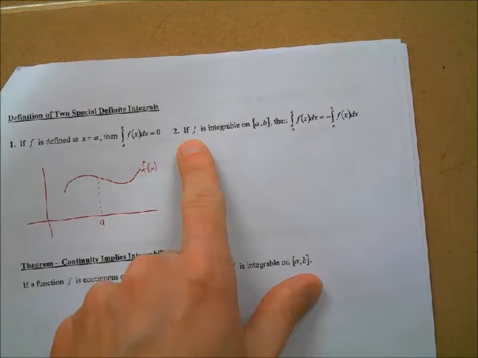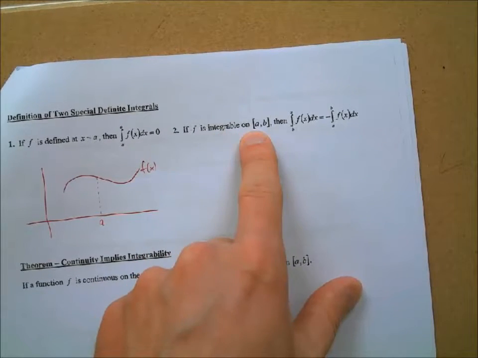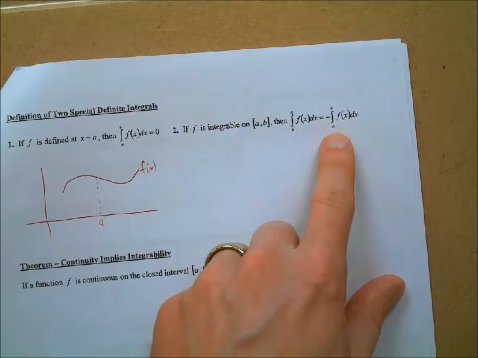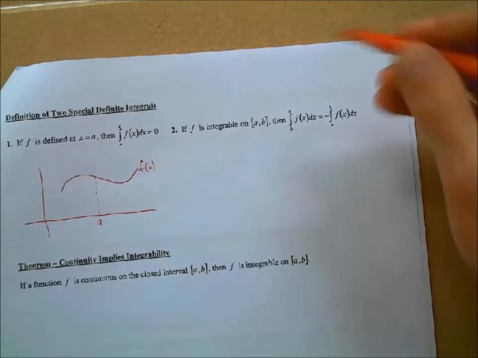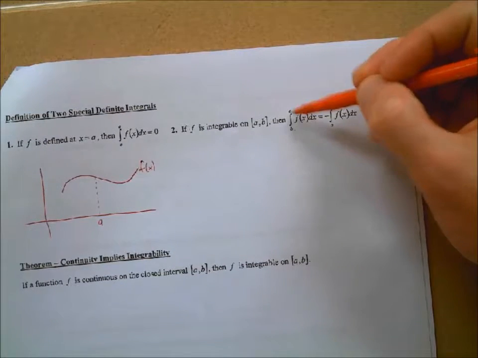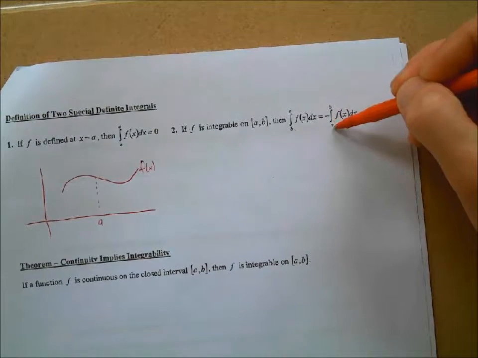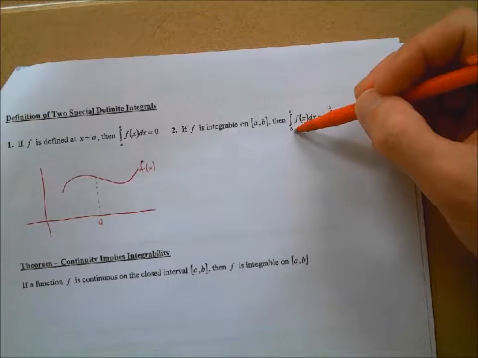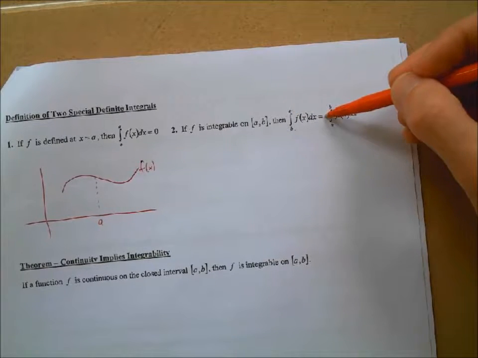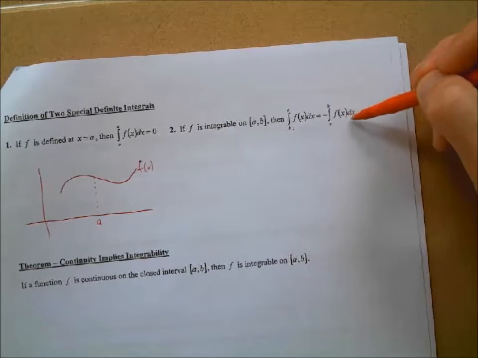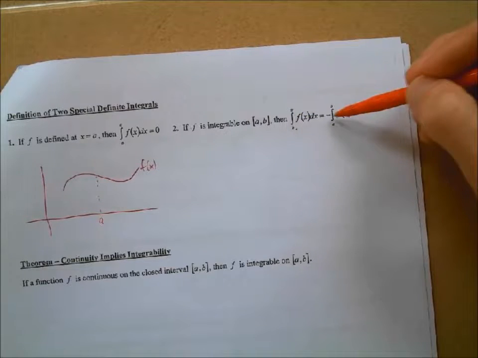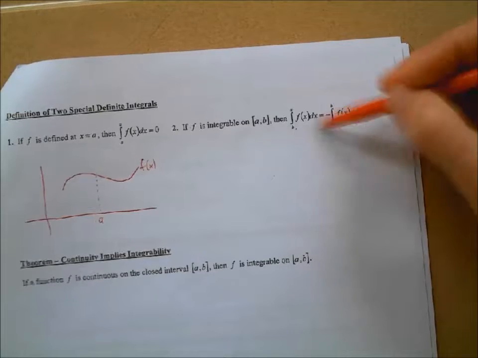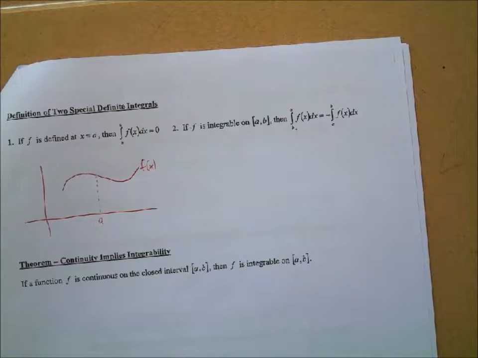Then simultaneously here, if f is integrable on a, b, then the integral from b to a is equal to the negative integral from a to b of f of x dx. Sorry, I think I flipped my things around here. So integrating from b to a, our lower limit b to upper limit a, is equal to the opposite from a to b of f of x dx. So if you flip your limits of integration, then you can put a negative out front, and it'll be equal to the original.